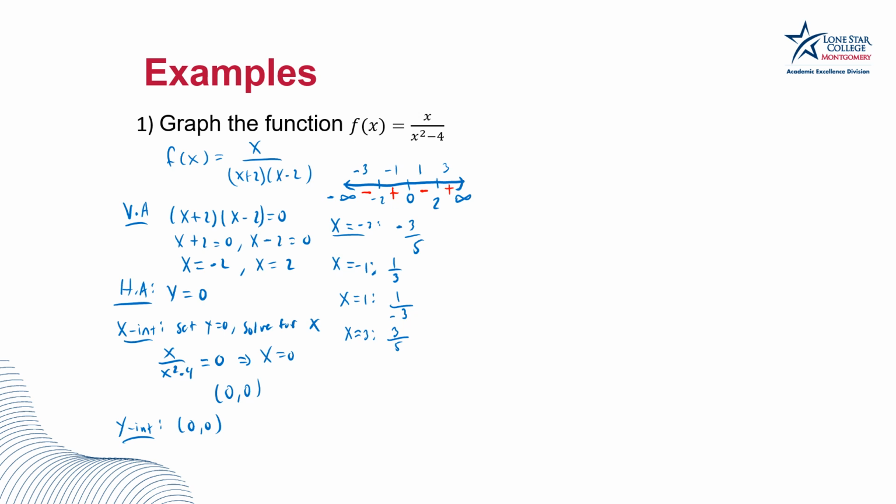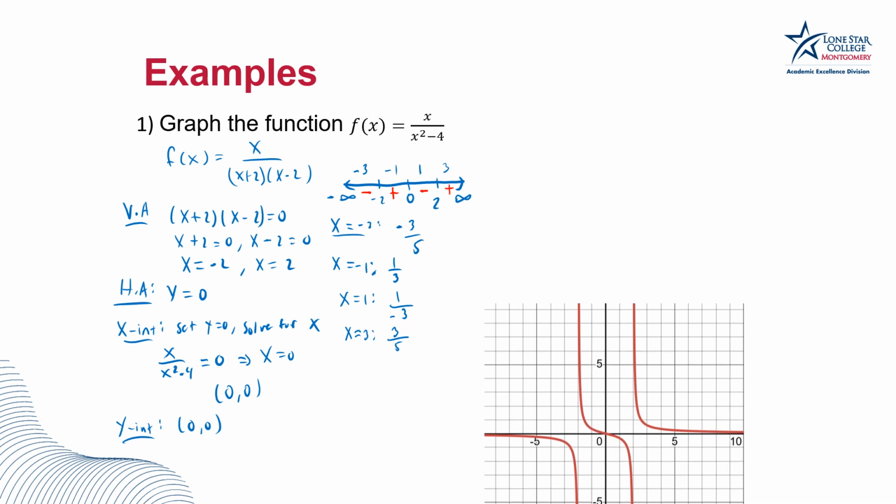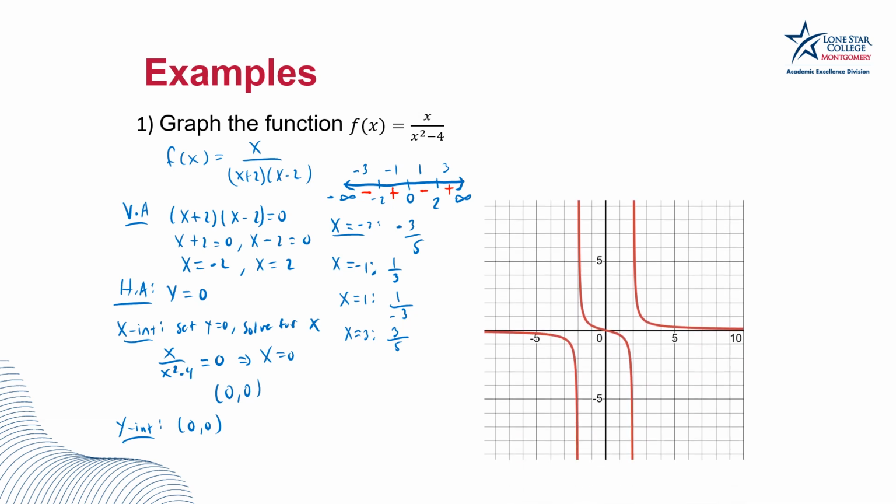So what that tells us about our behavior is that between negative infinity and negative 2, it's going to be below the x-axis. Between negative 2 and 0, it's going to be above. Between 0 and 2, it's going to be below again. And then finally from 2 to infinity, it's above the x-axis. So putting everything together, we're going to get this graph here.